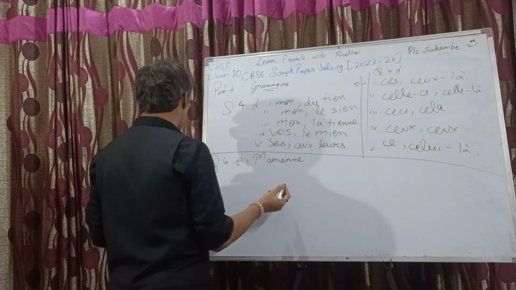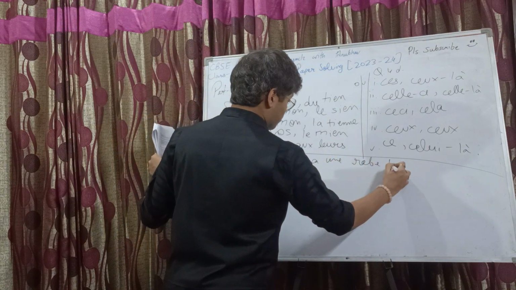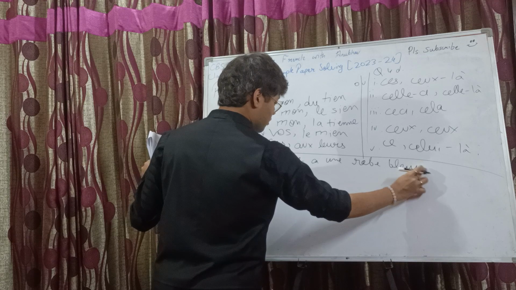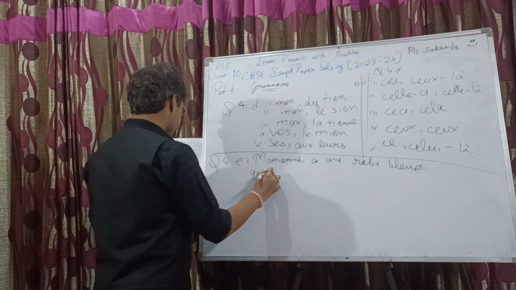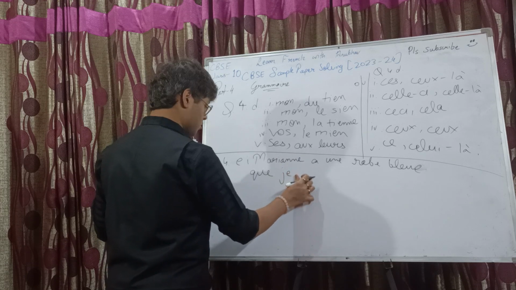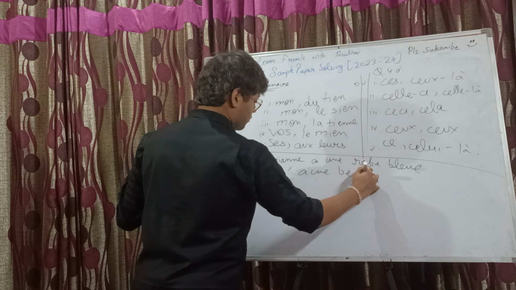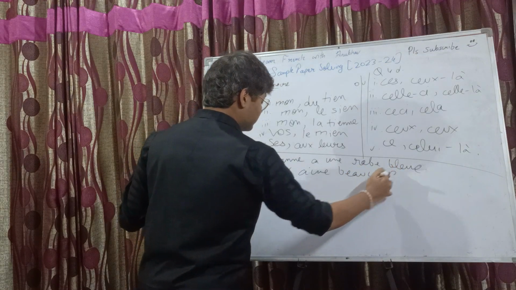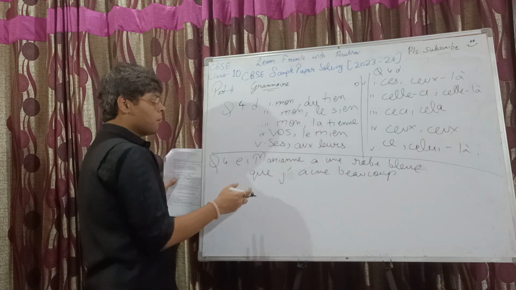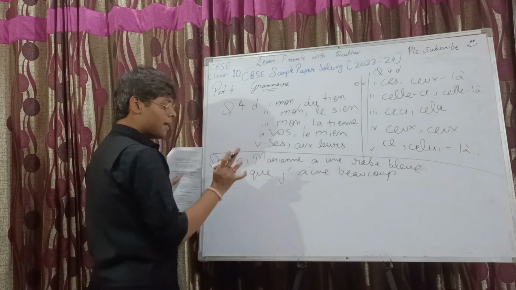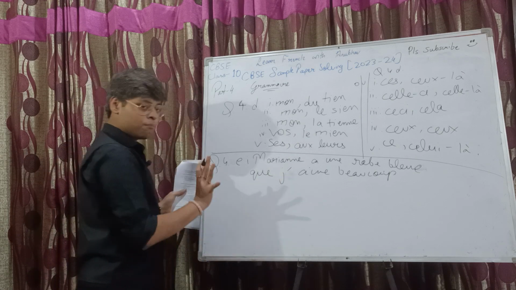So Marianne a une robe bleue que j'aime beaucoup. Now the CODL apostrophe, la, it disappeared. Why? Because it has been replaced by que. Okay, you have replaced the pronom personnel with the pronom relatif.